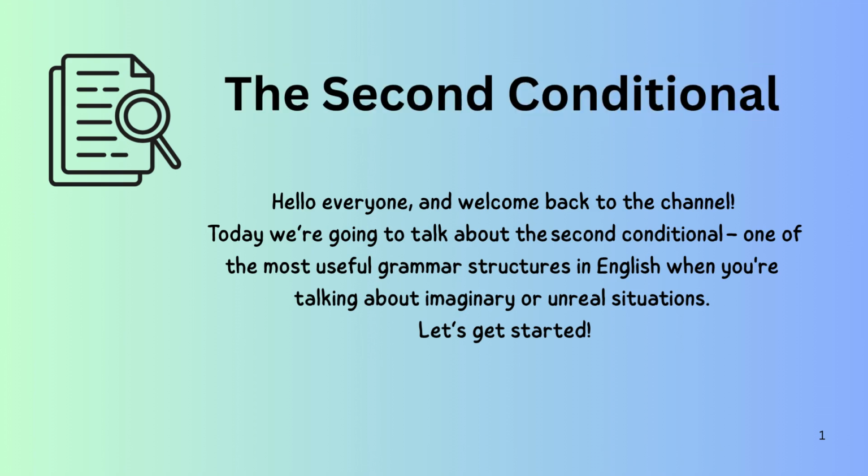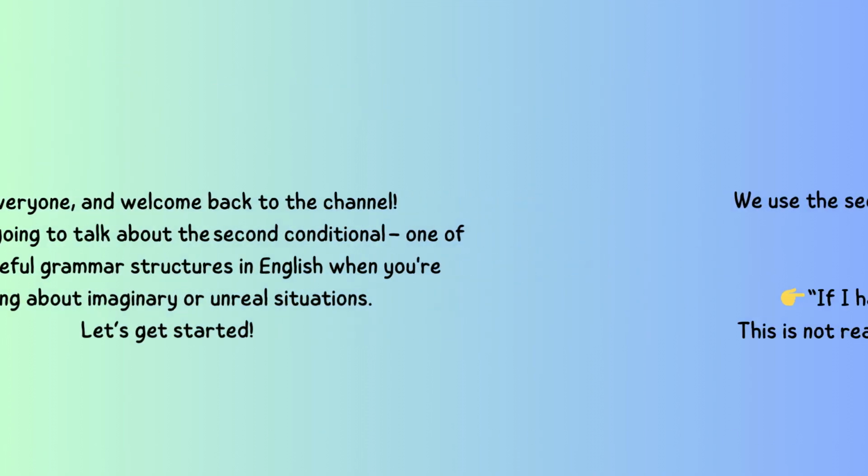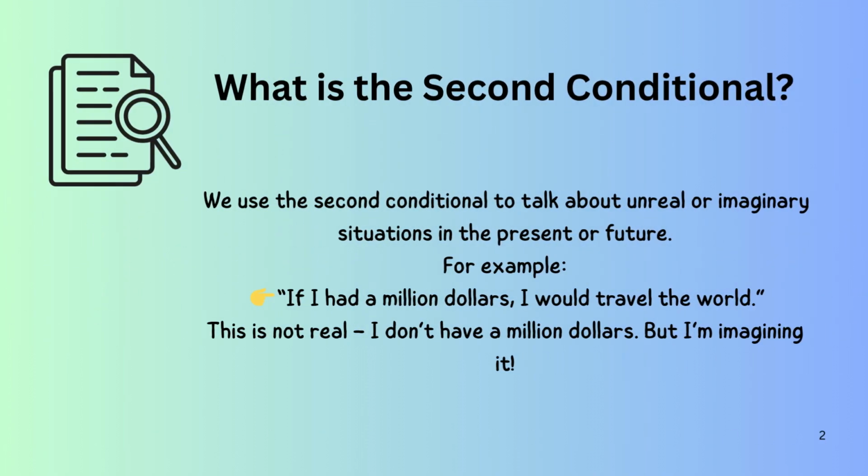Today we're going to talk about the second conditional, one of the most useful grammar structures in English when you're talking about imaginary or unreal situations. Let's get started. We use the second conditional to talk about unreal or imaginary situations in the present or future. For example, if I had $1 million, I would travel the world. This is not real, I don't have $1 million, but I'm imagining it.